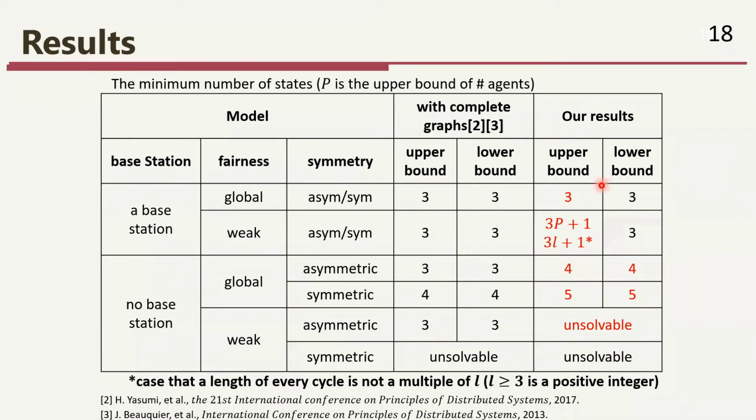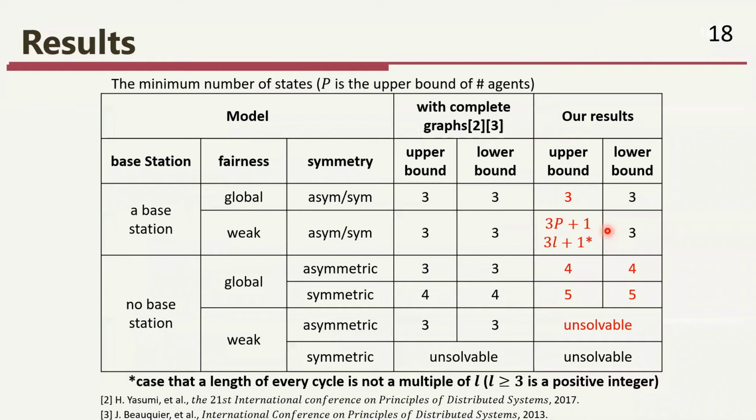In a model with a base station, we propose 3 protocols. First one is 3-state protocol under global fairness. Second one is 3p plus 1 state protocol under weak fairness, where p is the upper bound of the number of agents. These results yield identical upper bounds for both asymmetric and symmetric protocols.